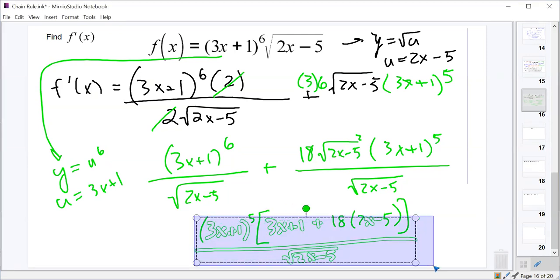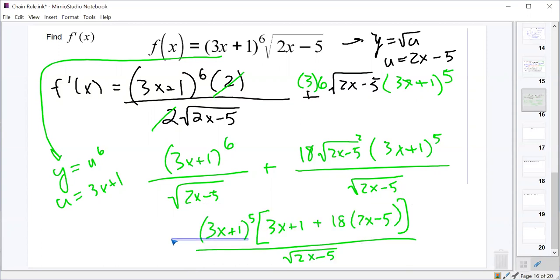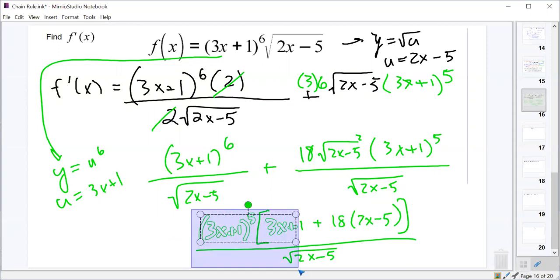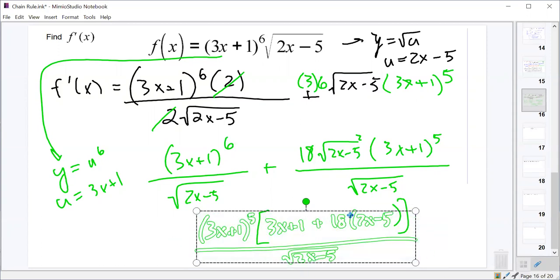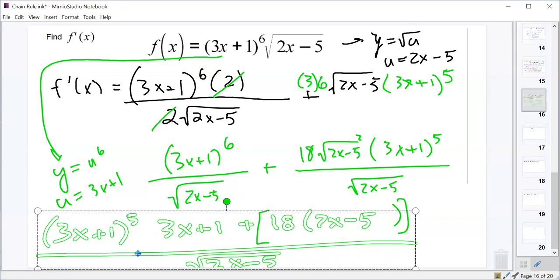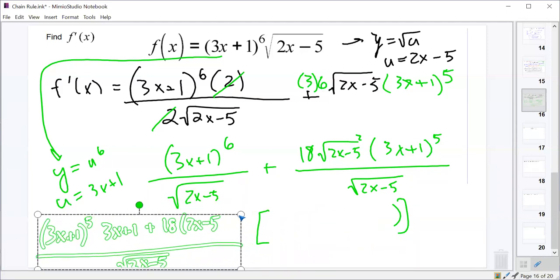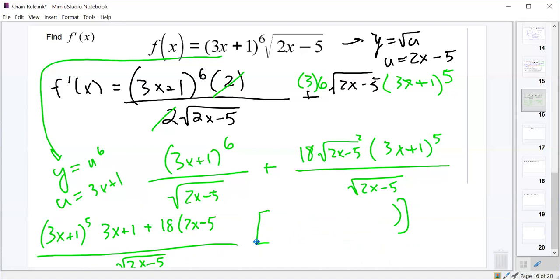Let's see if I can move this over a little. Apparently not. Oh, that's not going to work. It almost worked.